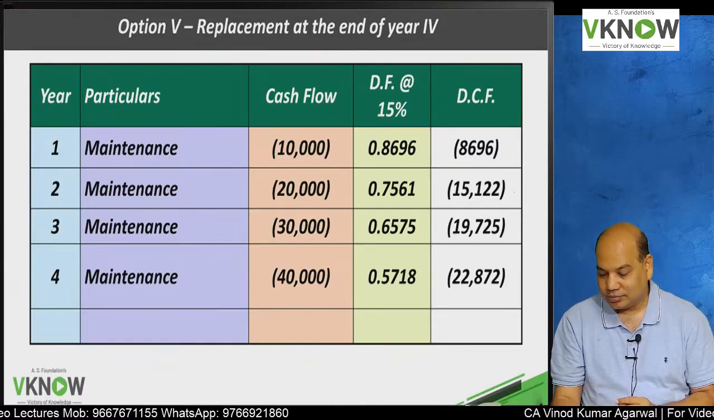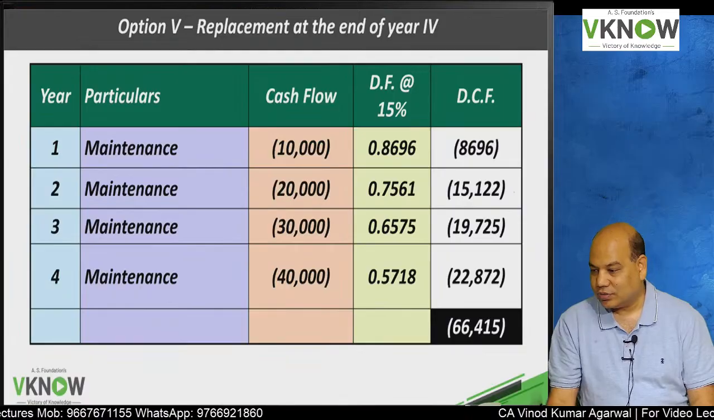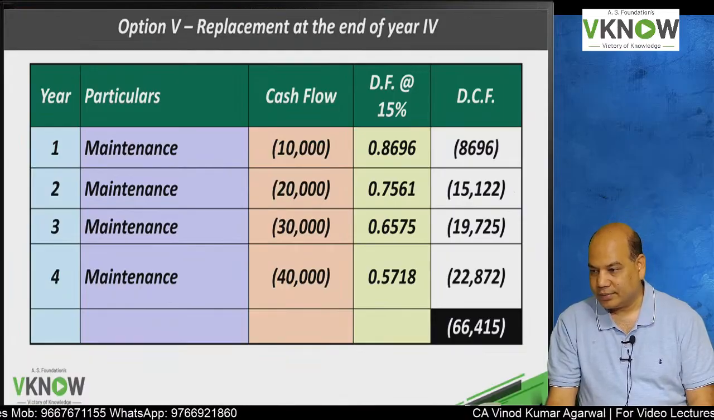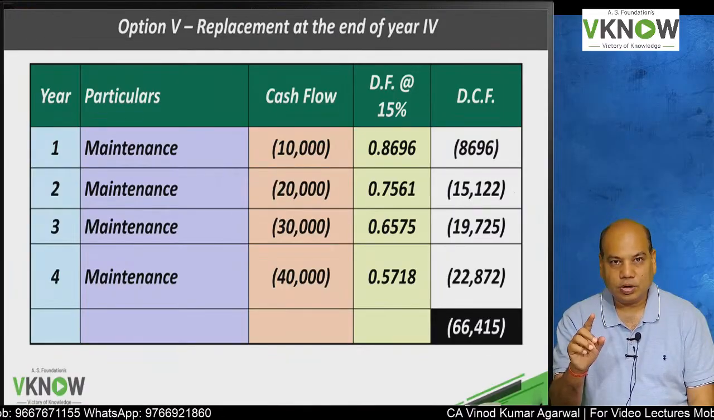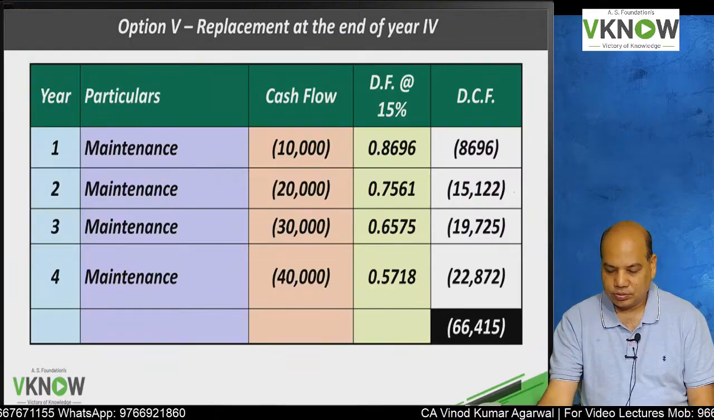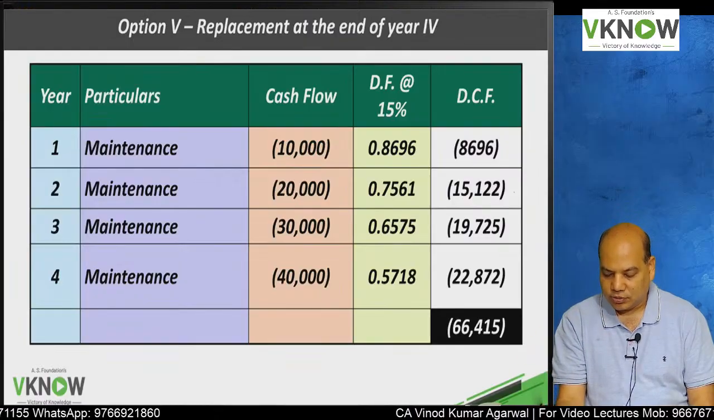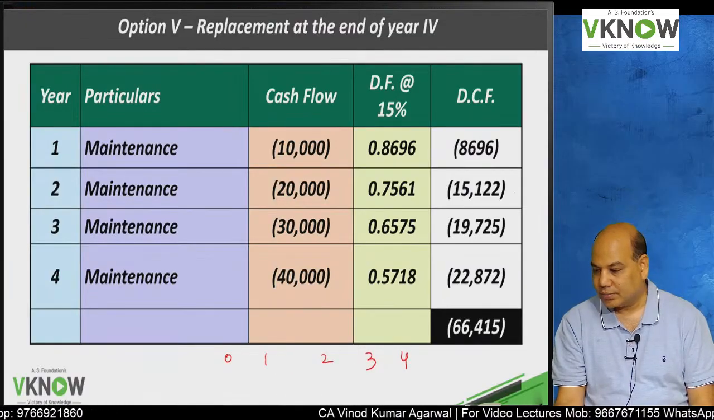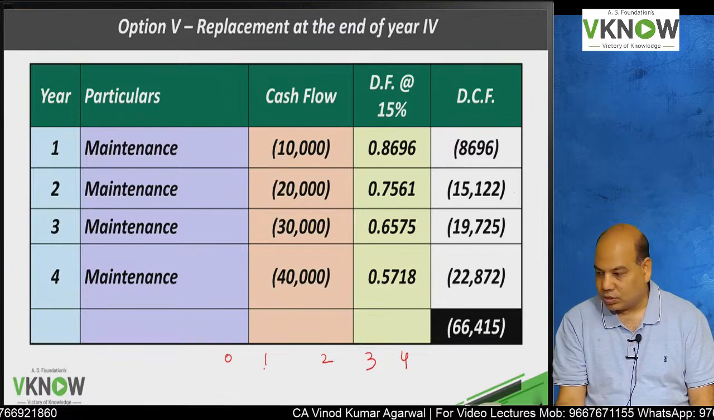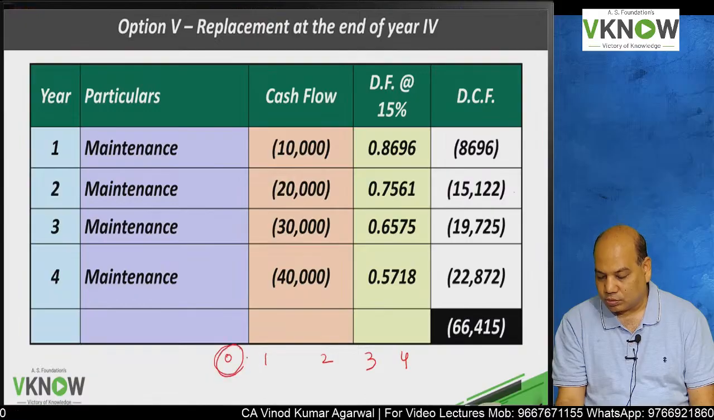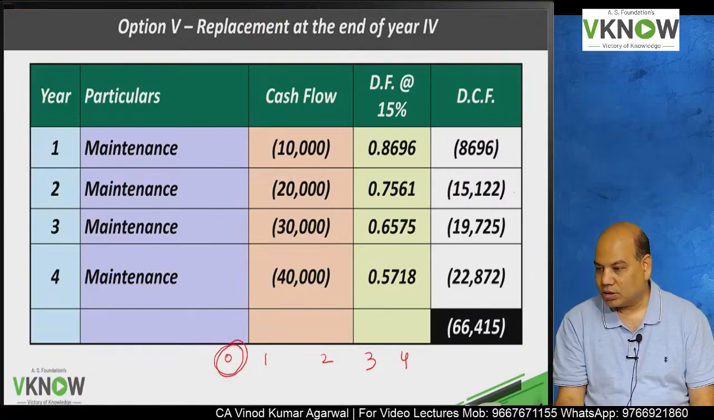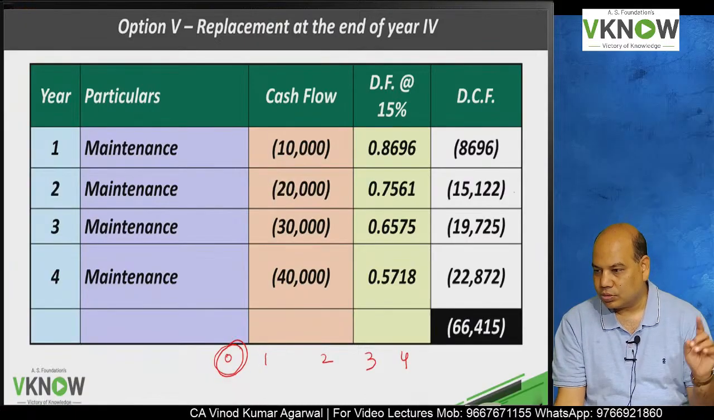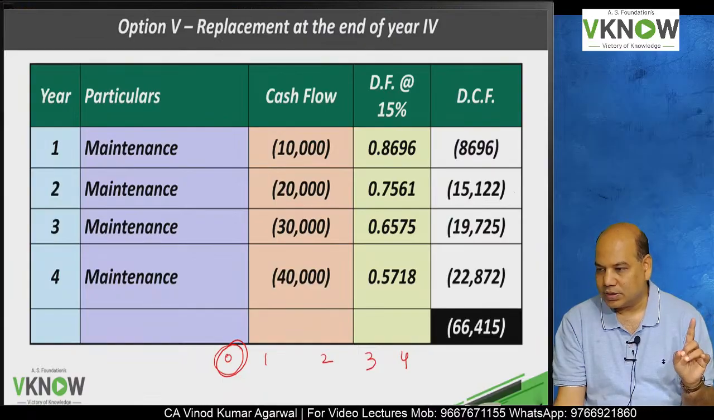Is it right? So the answer is 66415 negative. Now you have got all the answers with you. If you replace in year 0, 1, 2, 3, 4, search for the lowest answer. Where you have lowest outflow. Can you answer where you have lowest outflow? Compare all the 5 answers.